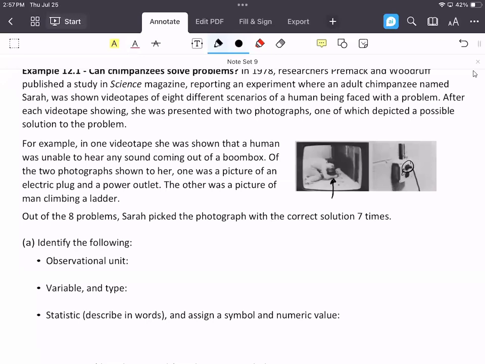Before we start looking at the statistical part of it, let's go back, and this is a review from what we've been doing along the way. What is the observational unit, variable and type, and the statistic? We're going to start there. I suggest pausing the video, even just for a moment, and see if you can come up with these, think about what they are. I'm going to give you a hint. The observational unit is not each Sarah.